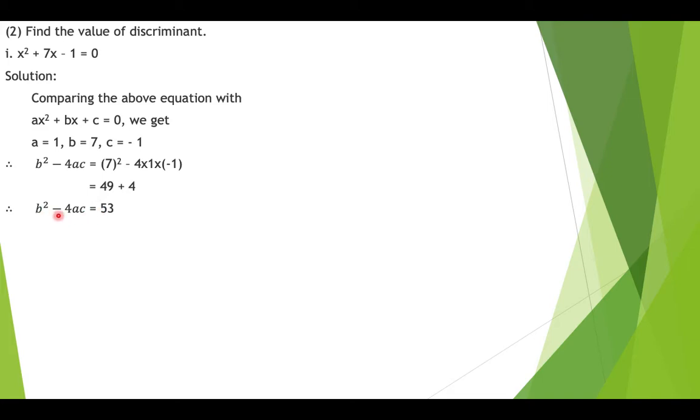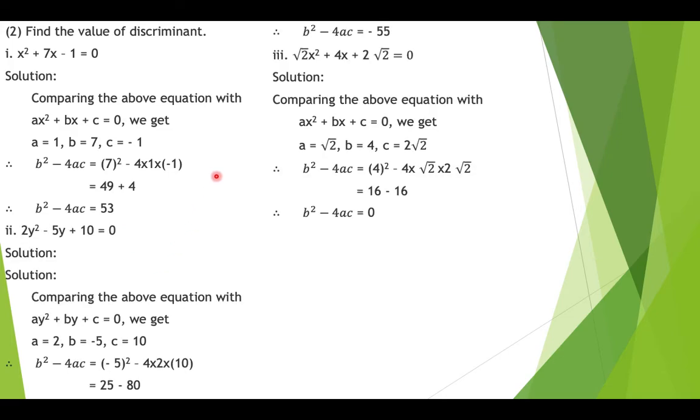So we get b square minus 4ac is equal to 53. So we are getting the value of the discriminant as 53. Similarly, you can go through these problems, both are the same.